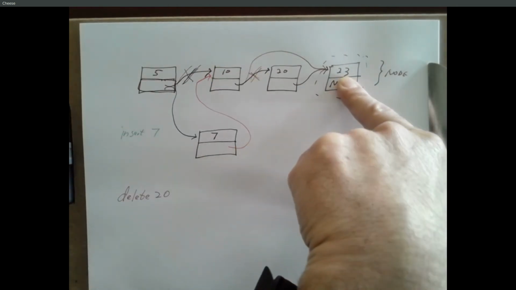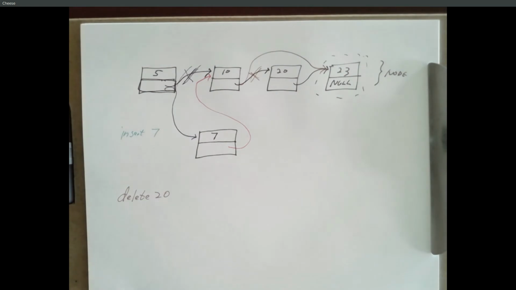You still have to follow the chains to get to the 20, though, and find it. Yes, you still have to find it, which you do by following the chain. So that's order n. And that's what we'll fix when we get to trees.